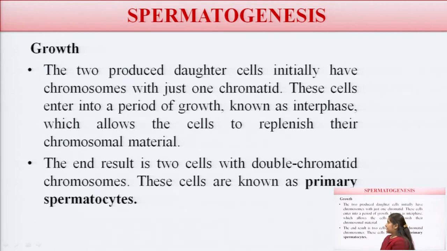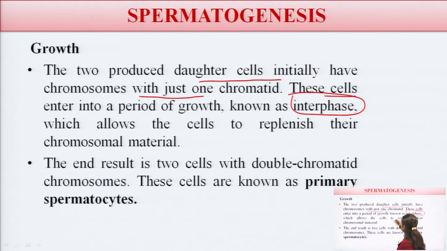Now after the multiplication phase there is a growth phase. The daughter cells produced initially have chromosomes with just one chromatid. These cells enter the growth phase, which is known as the interphase, which allows the cells to replenish their chromosomal material. So in the growing phase they try to develop properly for the further maturation process, and the end result is cells with double-chromatid chromosomes, known as the primary spermatocytes.